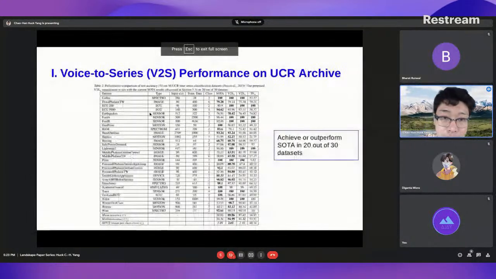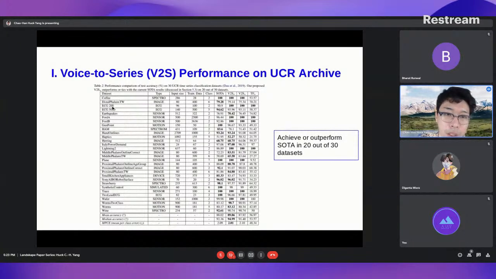So you can find out the first column is about the dataset. Coffee means the spectral information from the coffee. ECG means the ECG signal picked up from the sensor. Earthquake fault is kind of sensor data for anomaly detection or classification. So here we provide the type information, and here is the input size.